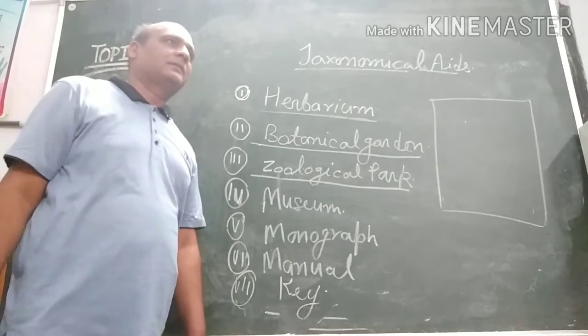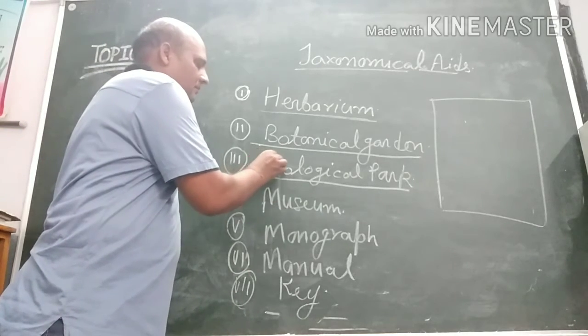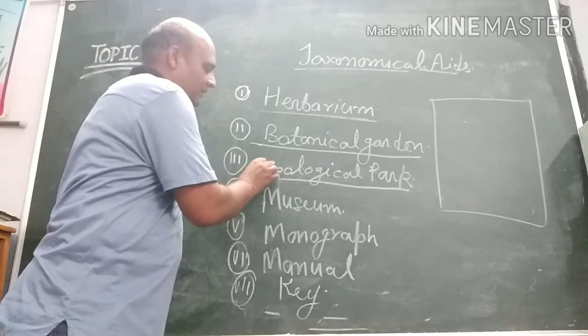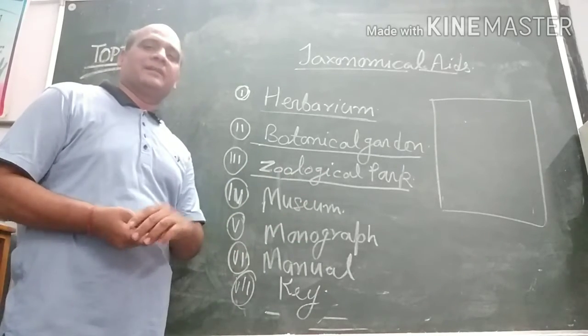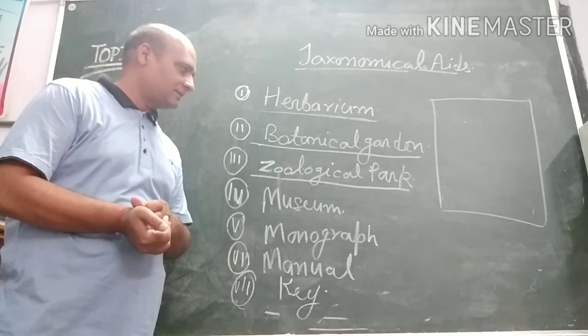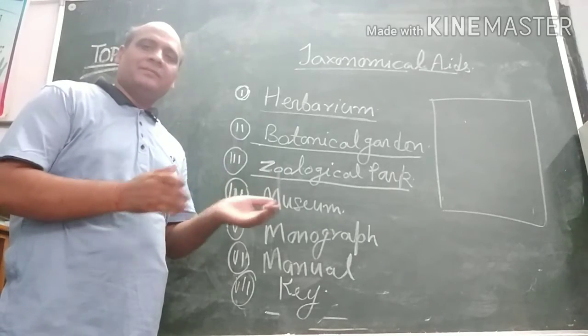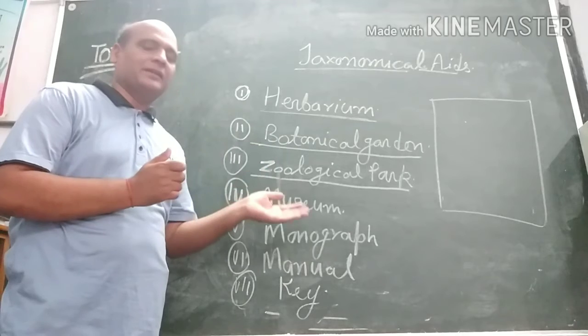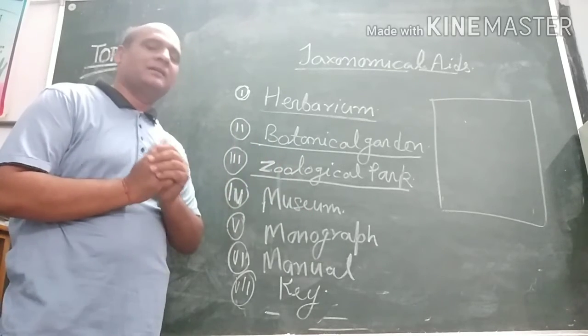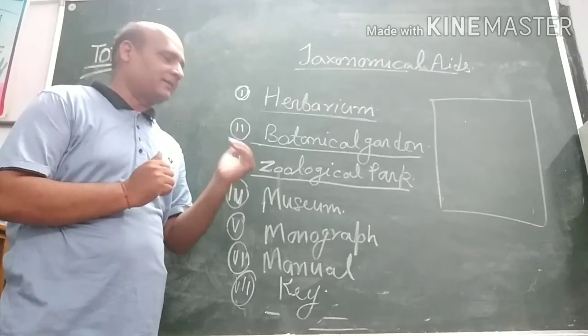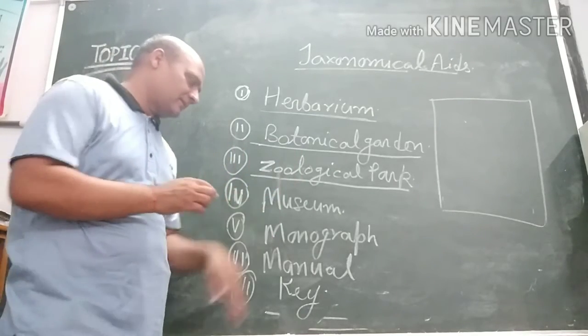Zoological Park. It is a taxonomical aid. It is a collection of various wild animals. The wild animals are kept in natural habitats, provided with natural habitats, and it is helpful in the identification of different kinds of wild animals.